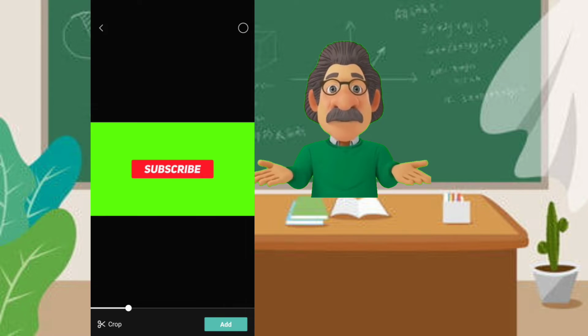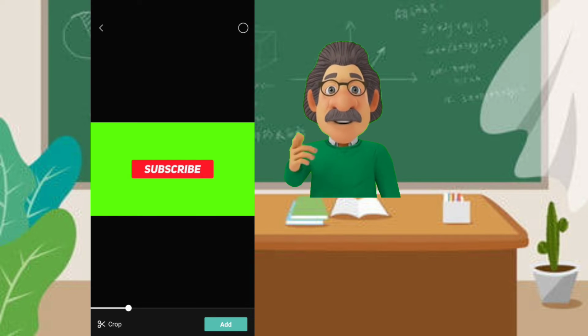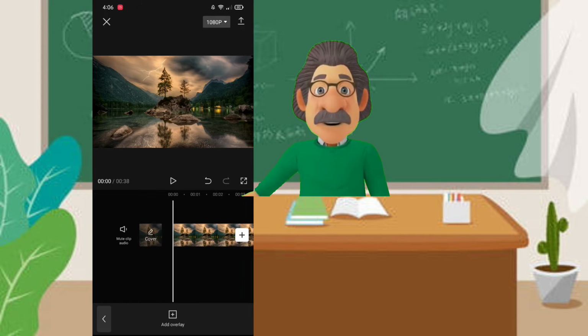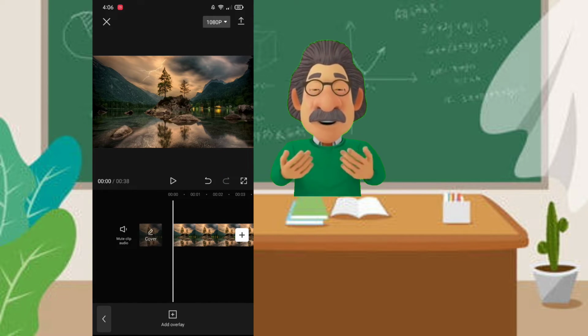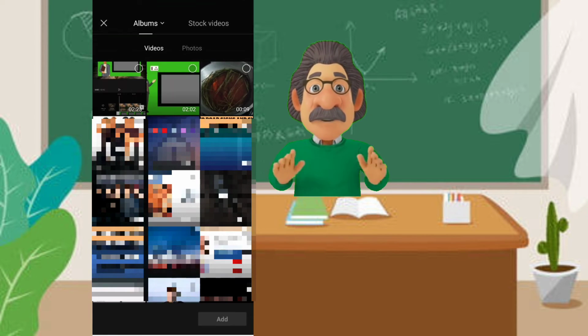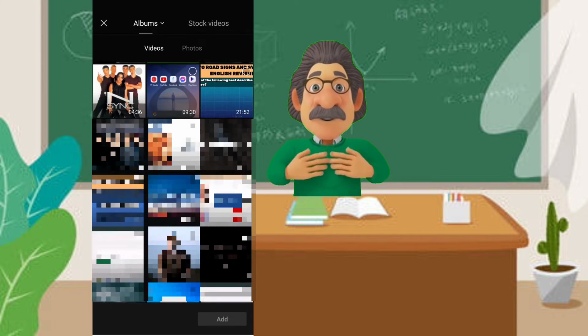I'm going to show you another one, using the subscribe button, which content creators are always using for their videos. Same steps as the first one. Put a background image. Then put the green screen video on top of the image, by tapping Overlay at the bottom menu. Then choose the subscribe button green screen video.